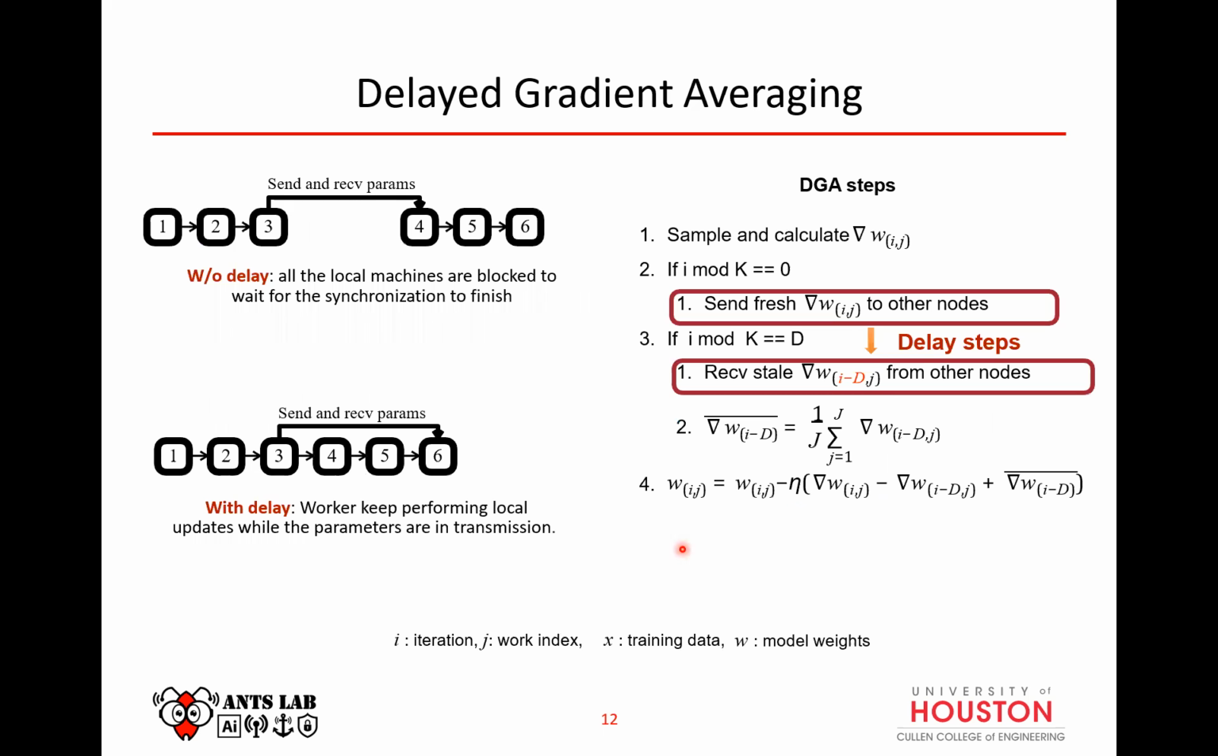The whole idea is, let's say that on the left you have the typical scenario where there is no delay, and you have 1, 2, 3 local computation steps, local training steps. After that, you send the parameters, you receive the parameters, there's this small gap. After that, you continue to do your local training. So all the local machines are blocked, and they wait for all the synchronization to finish. This gap is what this paper wants to cover by pushing the local computations in parallel with the communication that is happening. So the worker will keep performing the local updates while the parameters are in transmission to reach the others.